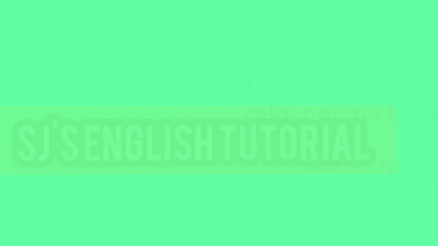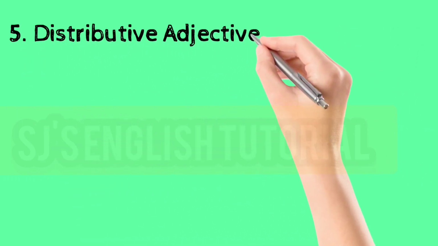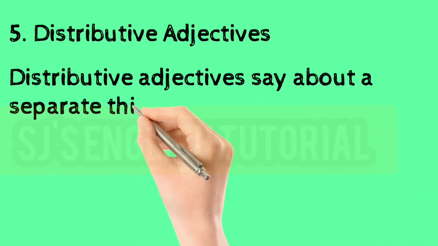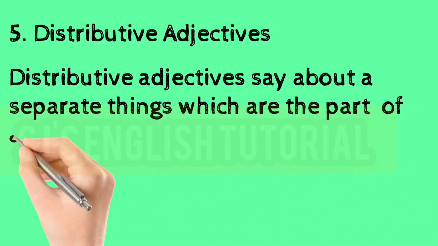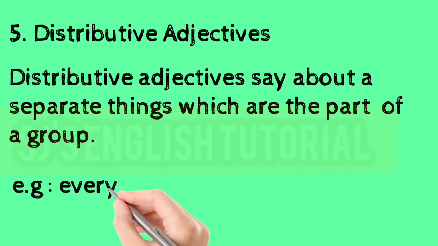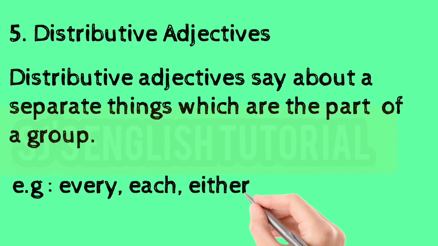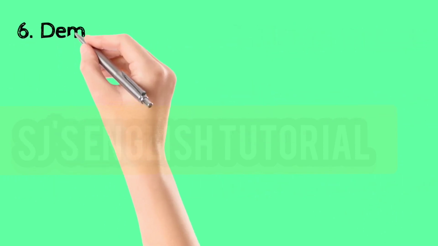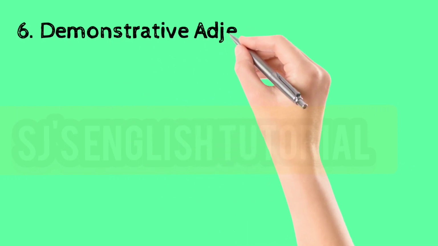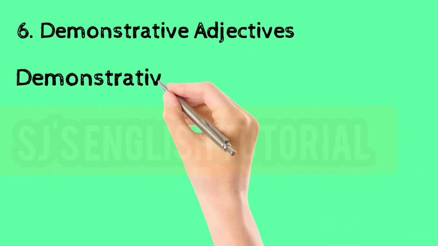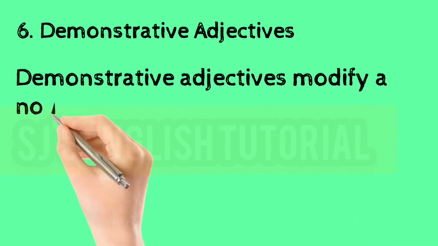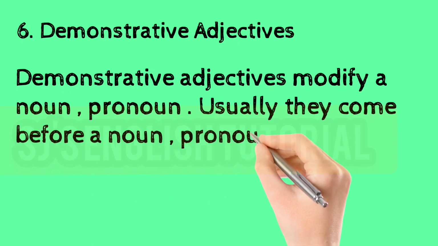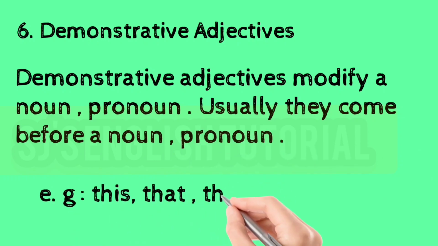Fifth one is distributive adjectives. Distributive adjectives say about the separate things which are part of a group. Example, every, each, either and neither. Let's frame an example. Each student contributed to the army front. Sixth one is demonstrative adjectives. Demonstrative adjectives modify a noun or pronoun. Usually they come before a noun or pronoun. This, that, these, those are demonstrative adjectives.